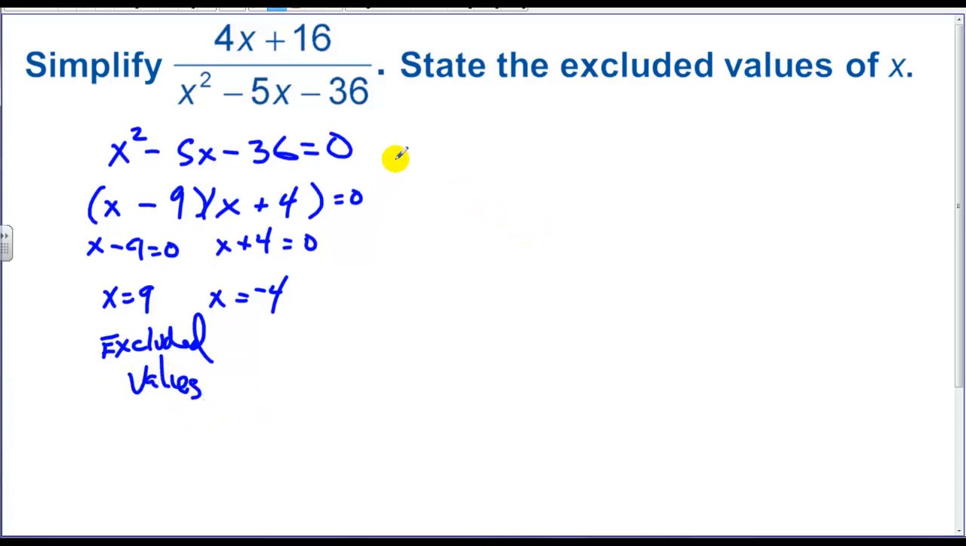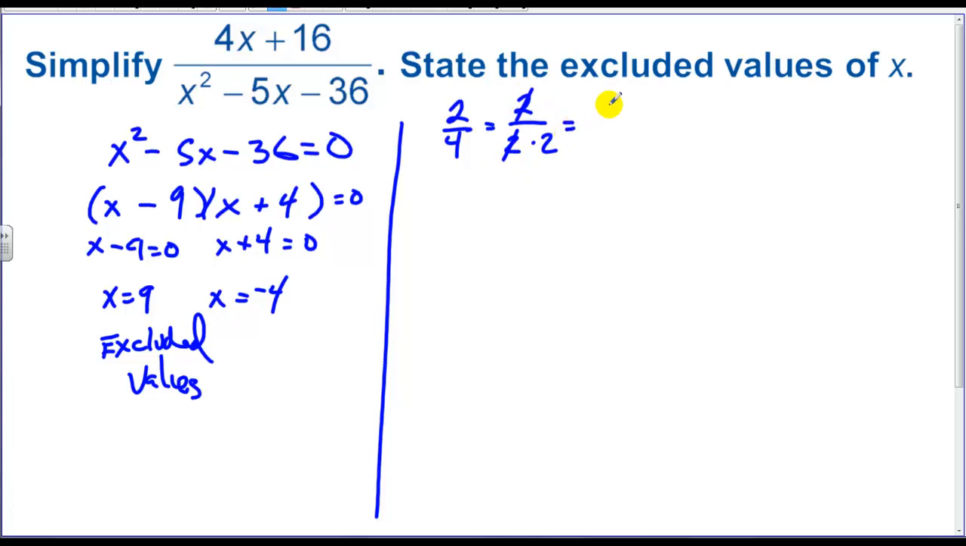Now, let's talk about simplifying an expression. 2/4 is a rational expression. That's equivalent to 2 over 2 times 2. Notice these are the prime factors of 4. Any factor over itself can reduce to 1, so this reduces to 1/2. That's an example of simplifying a rational expression.